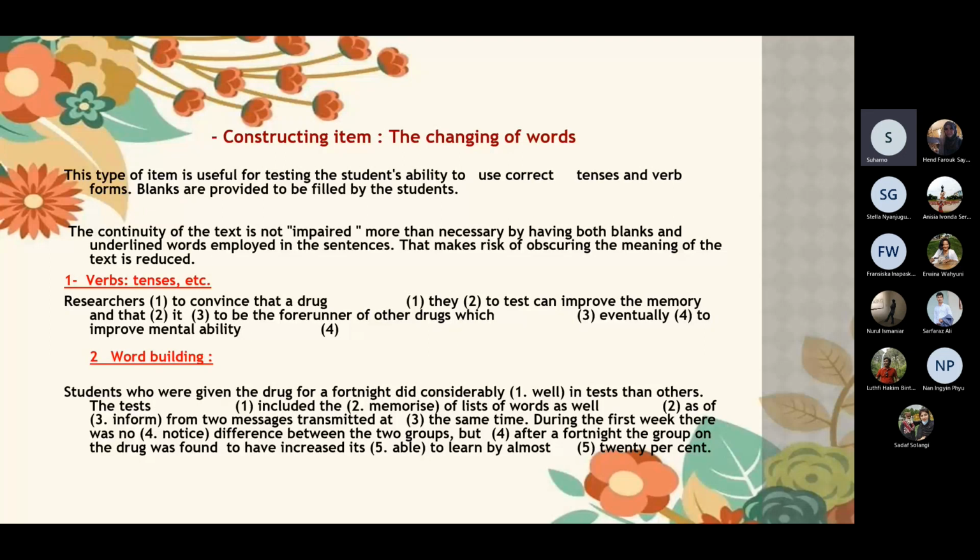So as long as it is an open question, as long as the answer is logical or acceptable, you could give the right points. Because for an open question, there can be some possibilities, not one correct answer, but 2 or 3 possibilities for the answer.